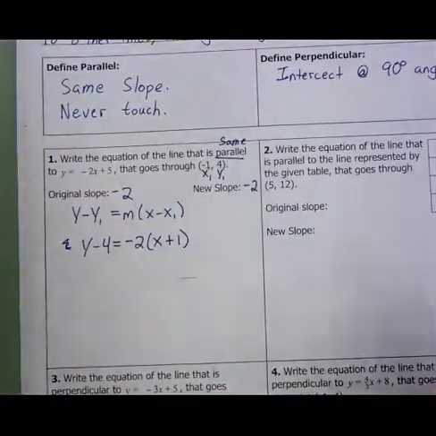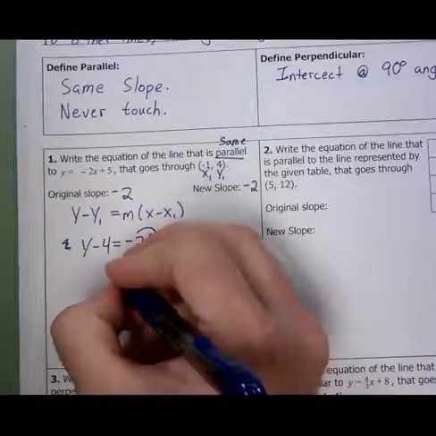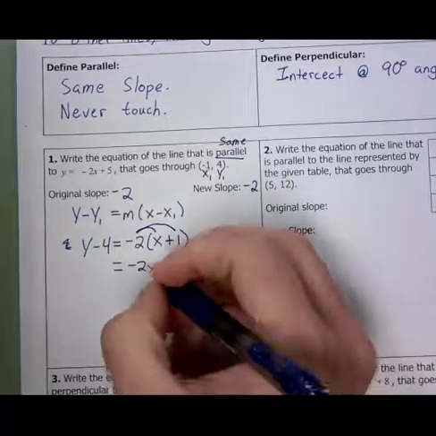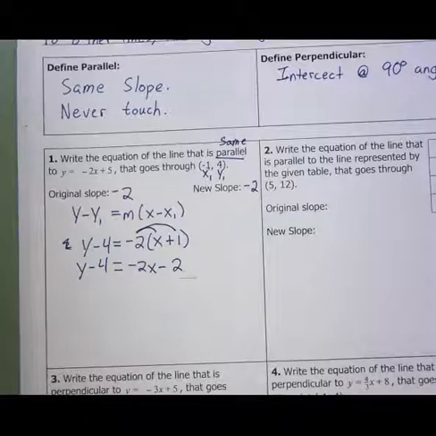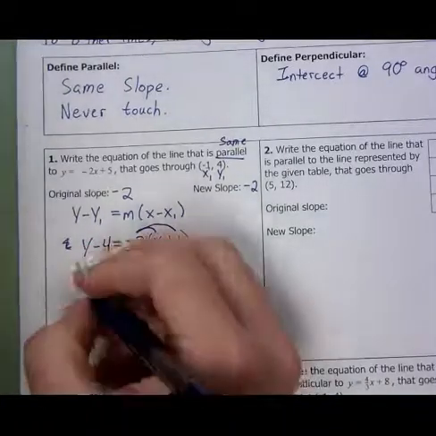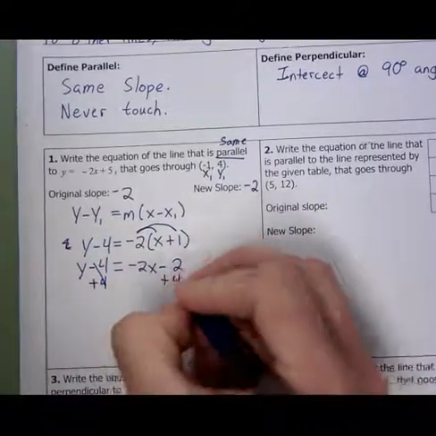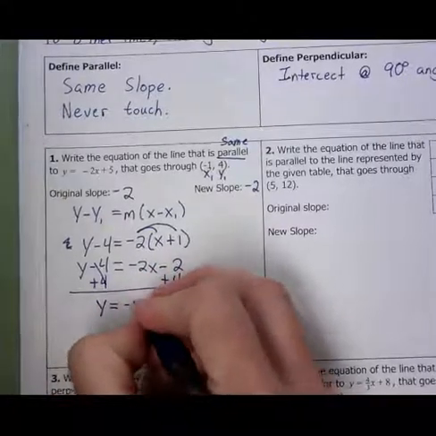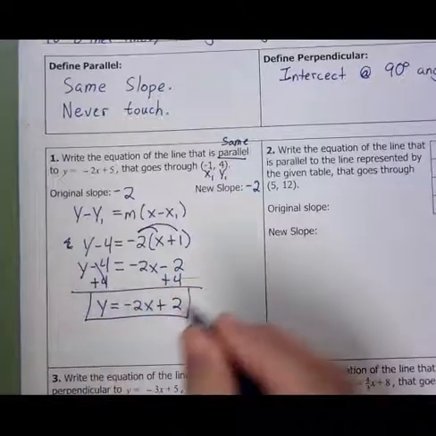1. Right. Step 1, of course, is to distribute. Negative 2 times x is negative 2x. Negative 2 times 1 is, of course, negative 2. Rewrite the left side. And our last step is, of course, to get y by itself, which is simply going to be add over the 4, add over the 4, resulting in y equals negative 2x plus 2. And that is your new equation.